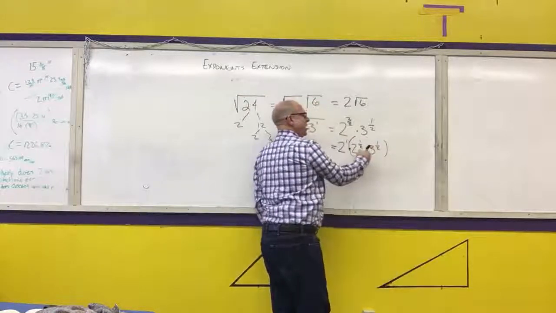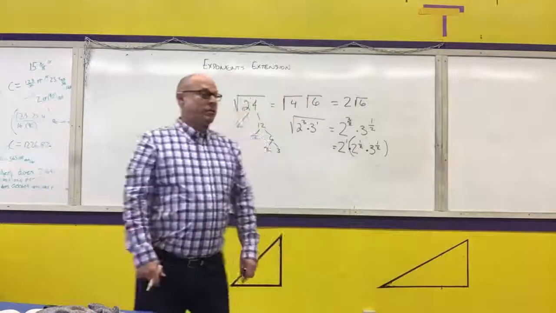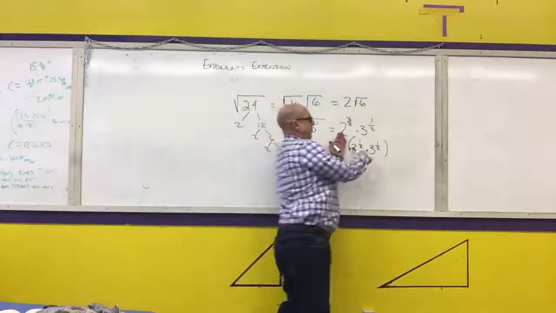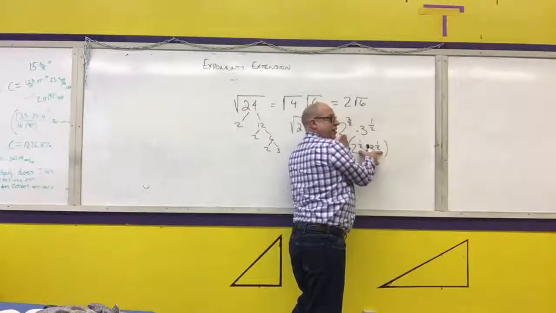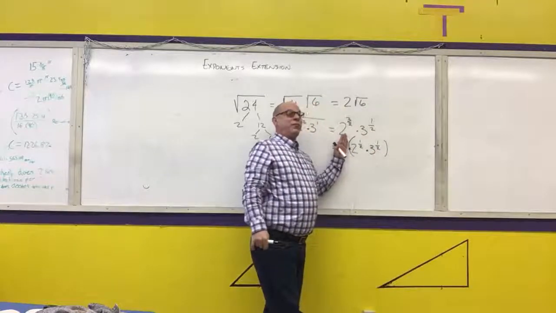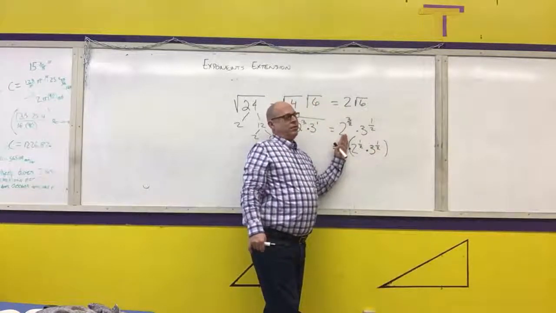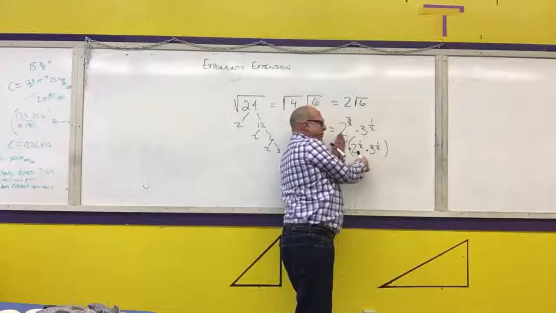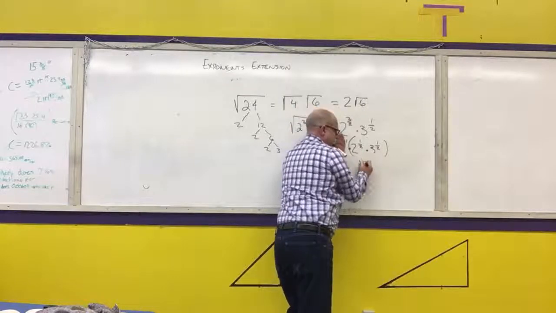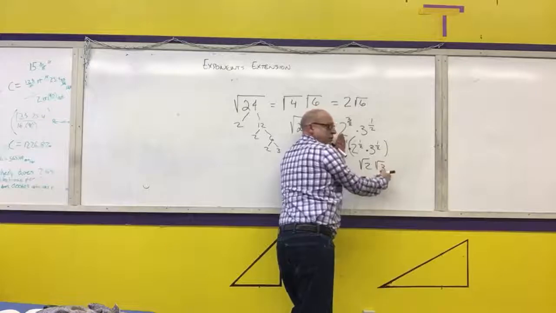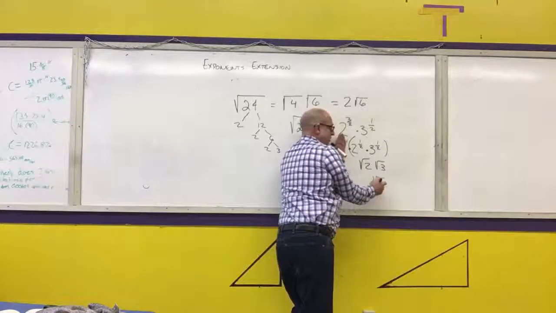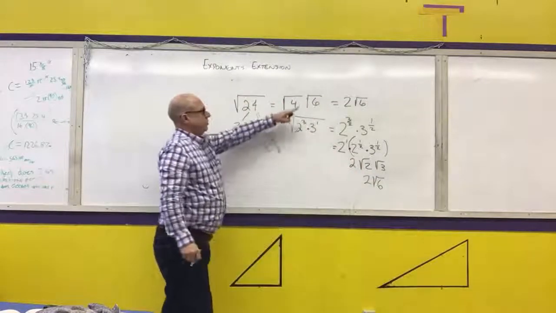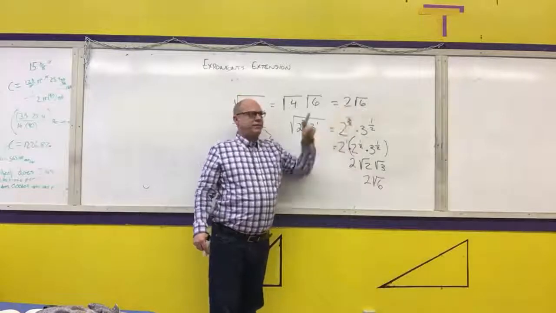If I'm raising something to the 1/2 power, that is the same thing as doing what to it? Taking the root. Raising something to the half power is the square root. So that gives me the square root of 2 times the square root of 3 here. What's the square root of 2 times the square root of 3? The square root of 6. Times 2 to the first, which is just plain old 2. Notice I got the exact same answer either way I did it.